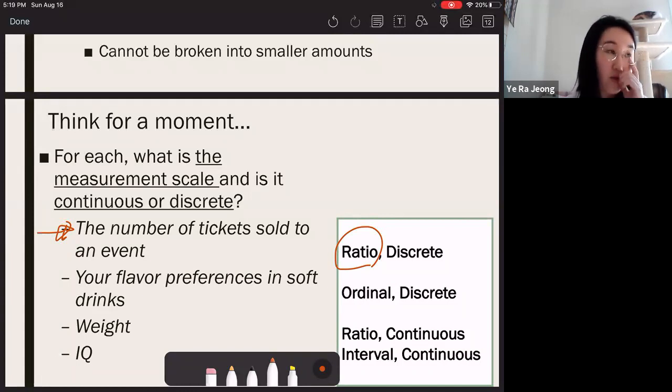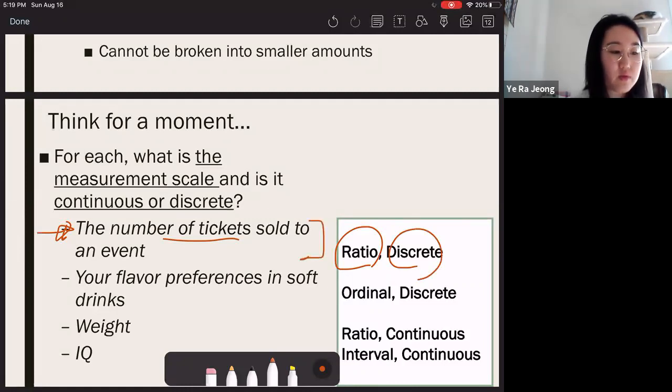And now you have to determine whether it's continuous or discrete. And you determine that by asking yourself, do decimals make sense? Can you sell 2.5 tickets? Can you sell 3.1 tickets? No, right? You can either sell 1 ticket, 2 tickets, or 3 tickets. Then it becomes discrete. So this particular variable is ratio and discrete.